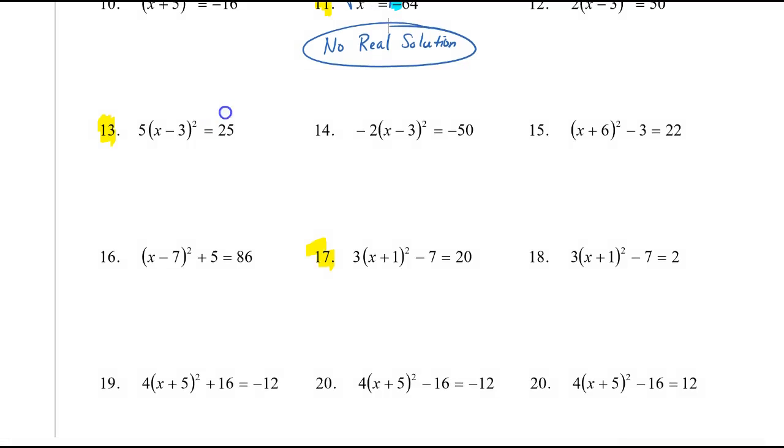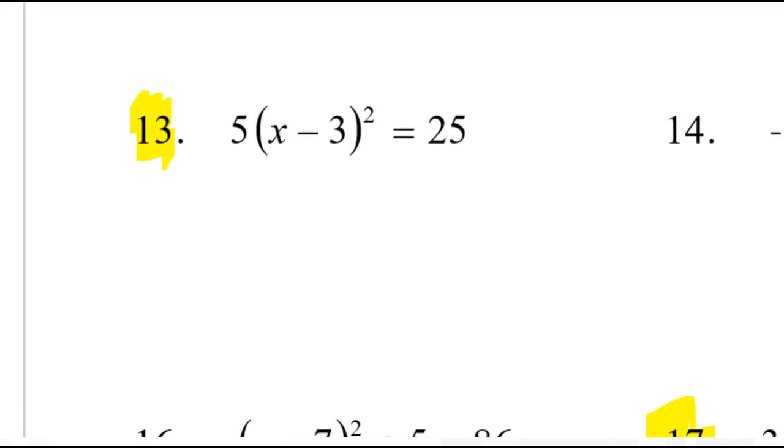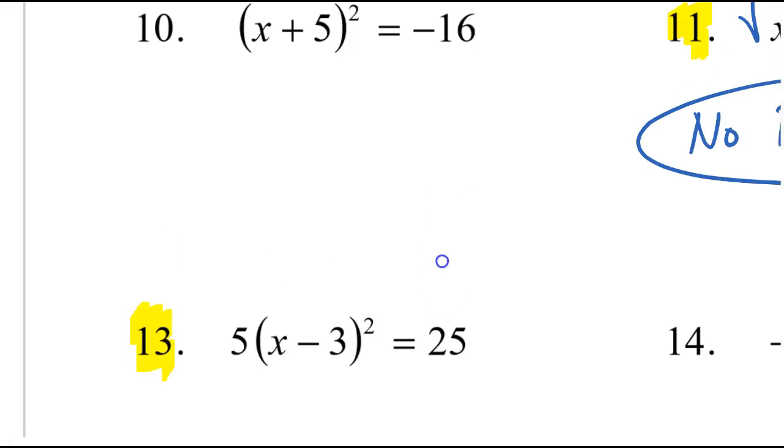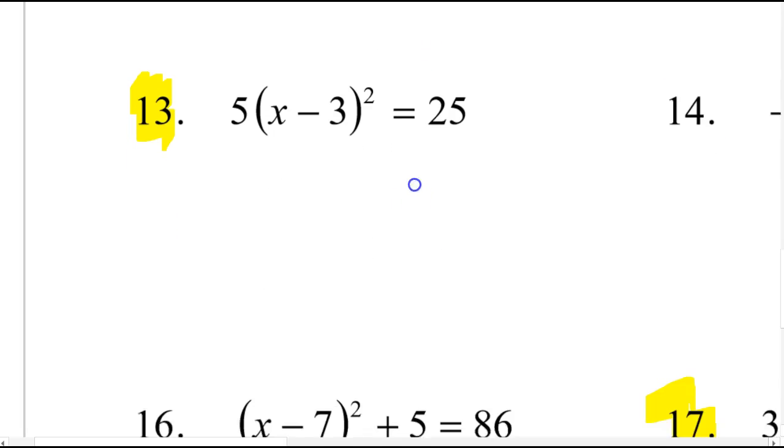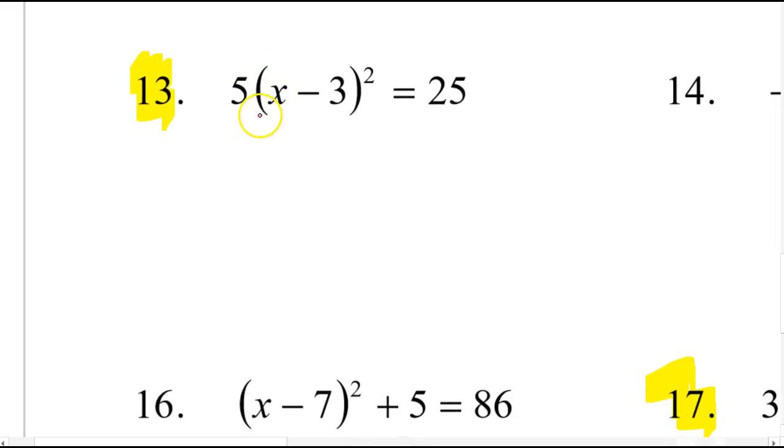Okay, number 13. Square root of both sides. Oh, but wait a minute. I've got a 5 here. Oh, that 5 is causing trouble. So actually, I can't do that. I need to get rid of that 5. Because in all the other problems, all I had was just parentheses, squared, and then x plus or minus a number. But here, I have a 5 on the outside. So I need to get rid of the 5. Since it's 5 multiplied times this, I need to do the opposite, which is divide. Divide by 5.